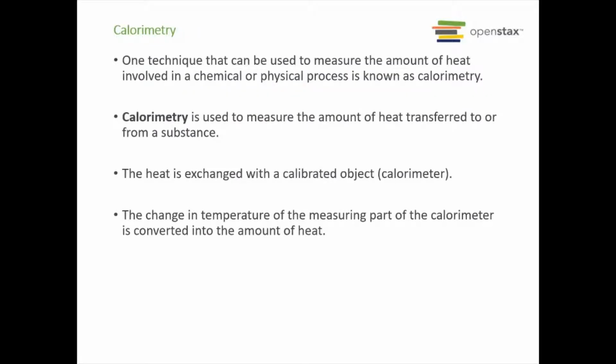So first off, what is calorimetry? It is a method that we use to measure the amount of heat transferred to or from a substance. We use this for both chemical and physical processes. What happens is we're looking at the heat that is exchanged with a calibrated object, aka a calorimeter. We look at the change in temperature of the measuring part of the calorimeter, and we can convert that to heat and use our thermochemistry to figure out the heat from whatever it was that we put in the calorimeter.